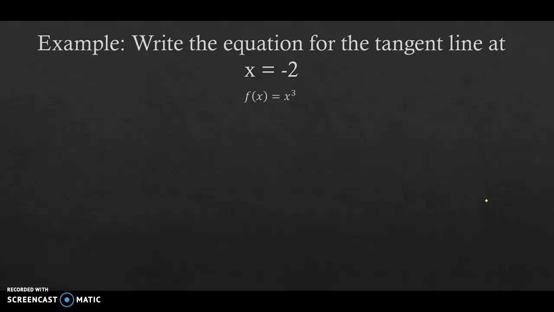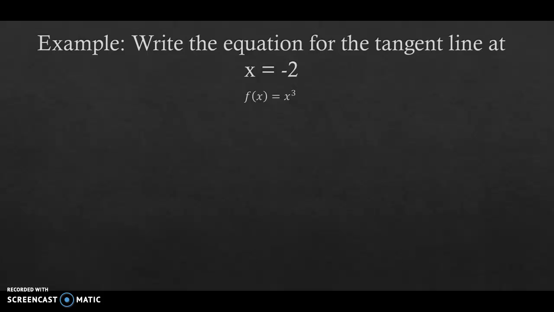In the old days, if we wanted to write the equation for this tangent line, we'd first have to find the derivative, and we'd do a limit as h goes to 0 of f of x. So this is how we would have done it in the old days. We would have done the limit as h goes to 0 of negative 2 plus h cubed minus negative 2 cubed all over h, and then we would have gone through that work. But this is equal to f prime at negative 2.